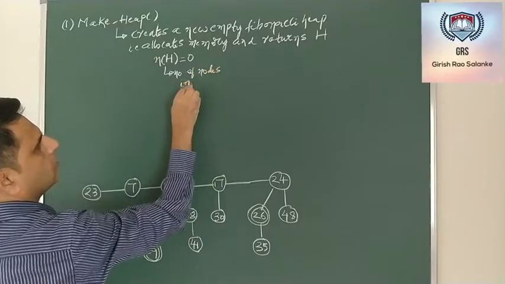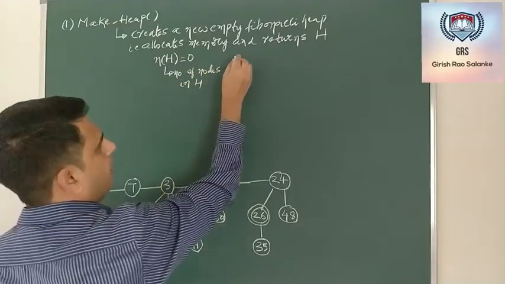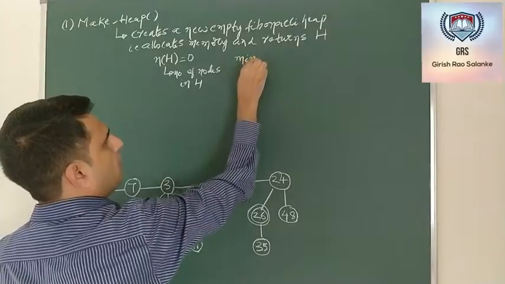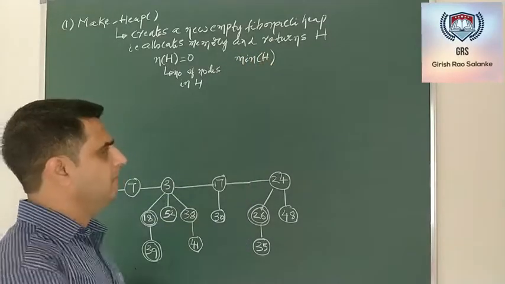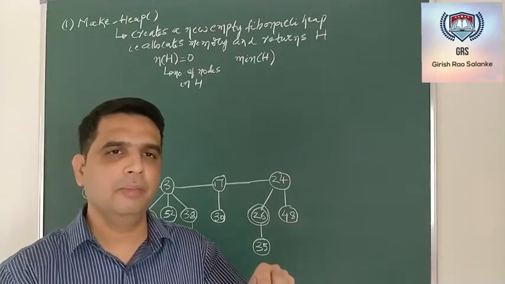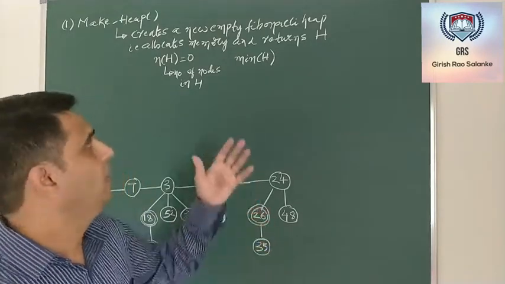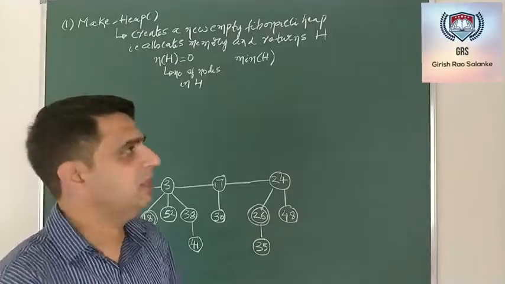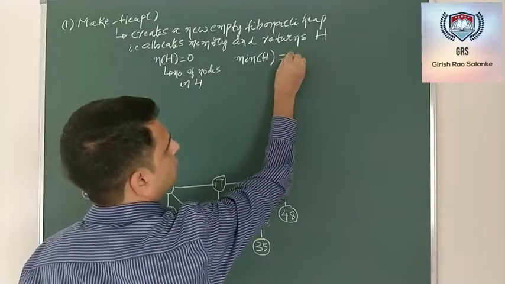And as I told while discussing the properties of a Fibonacci heap, we use a special pointer by name min of h, which points to the minimum element in the root list. Now, after creating an empty Fibonacci heap, this min of h should be initialized to nil.